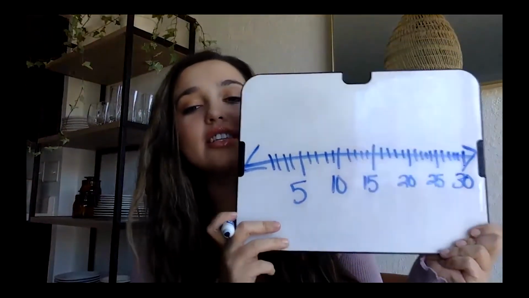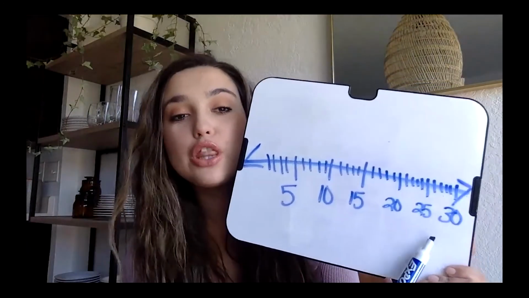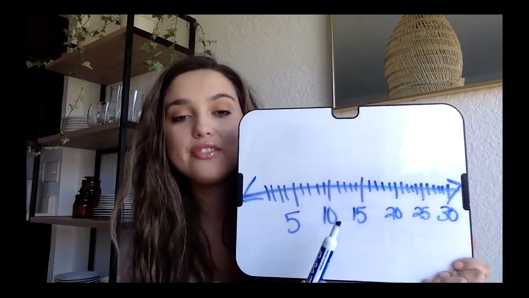So again, drawing these arrows to 5, 10, 15, 20, 25, and let's just go to 30. All right, so here you can see we have all the way from 5 to 30 going by 5. So we see 5, 10, 15, 20, 25, 30. All right, so that is what it looks like when we are using an interval of 5.